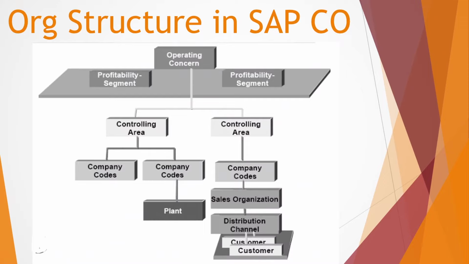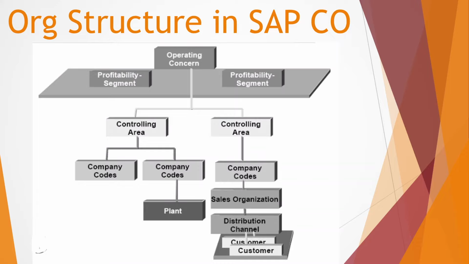Now in this slide we will understand the org structure. So far we have talked about FI. Now we will talk about org structure in controlling module. So in controlling module or the CO module, the highest org element is called as operating concern. This is the highest, and controlling module I am talking about.